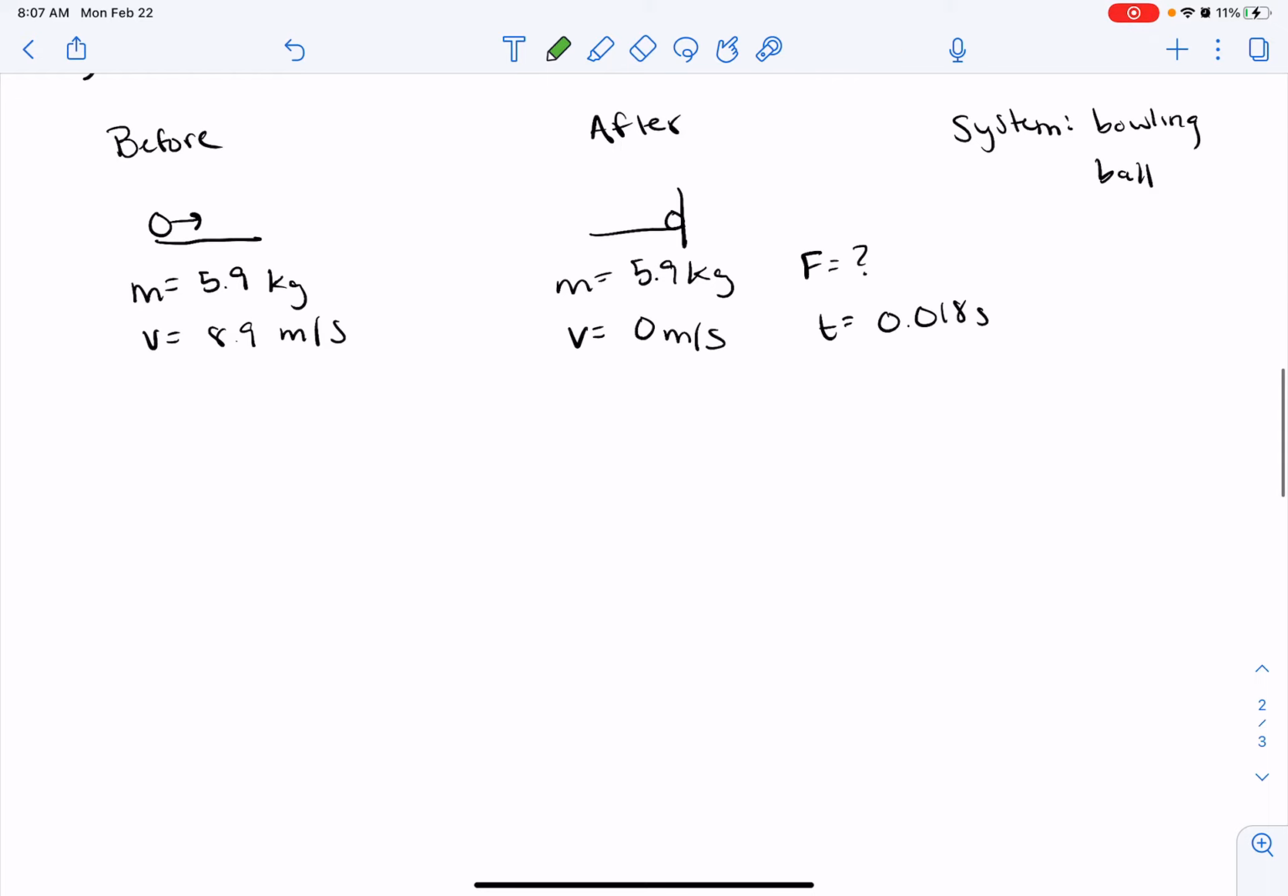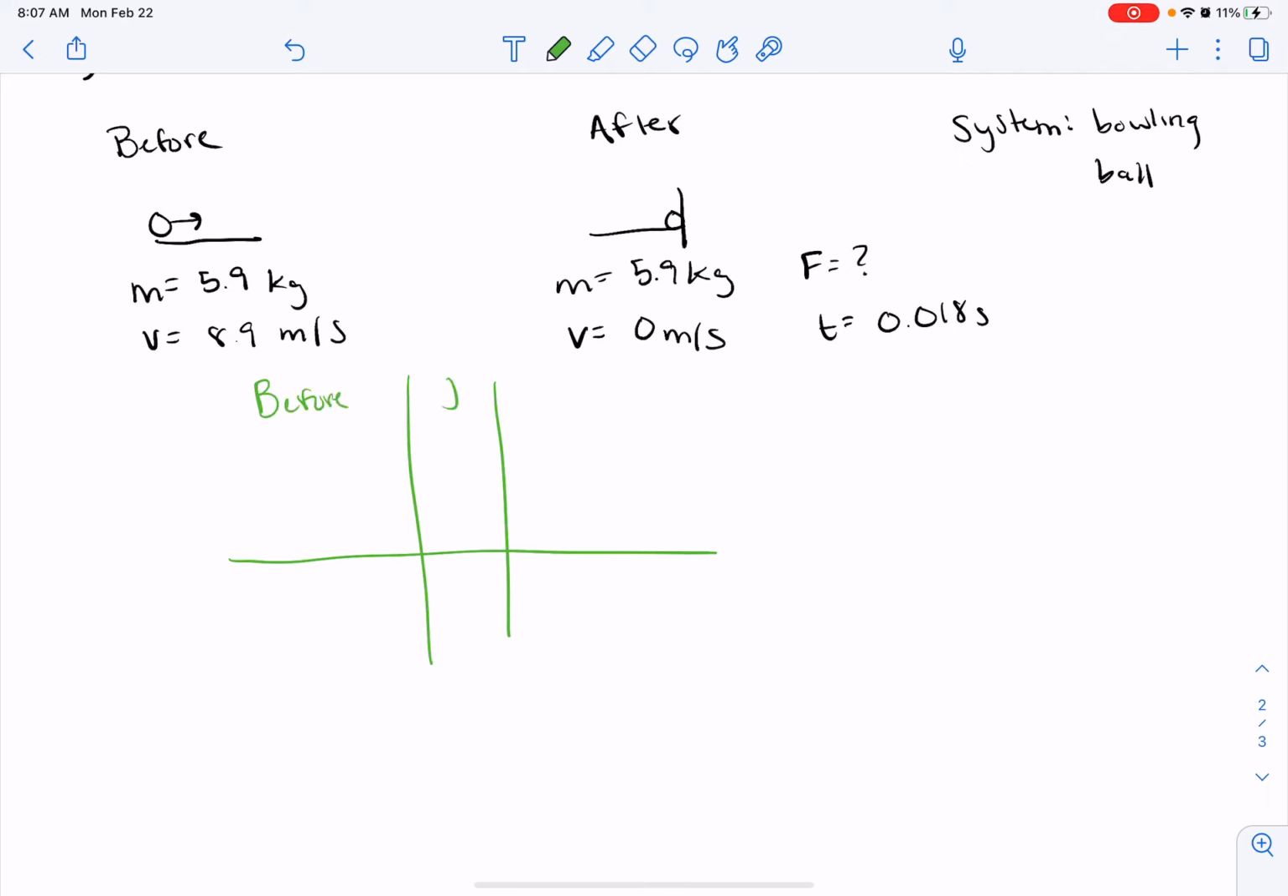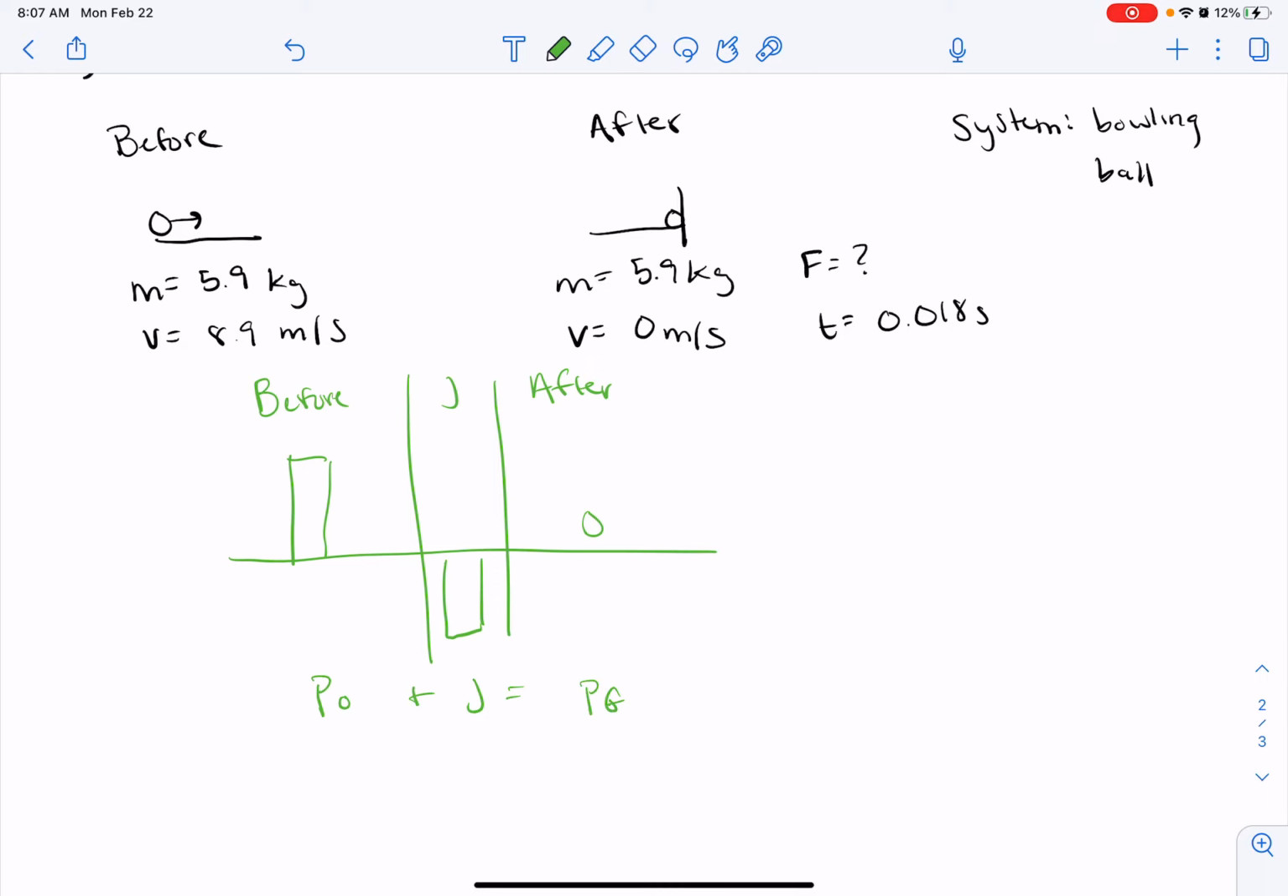Now we're going to make a bar chart. We have before, we have our impulse, and we have after. Before it's going to be positive, and after it's going to be 0, so our impulse is going to be negative. Thinking forward, I should end up with a negative force. So let's try this out. We have our starting momentum plus our impulse equals our final momentum. Even though I know impulse is going to be negative, I still put plus, because the negative is going to come from the force. So always still put that plus sign there.